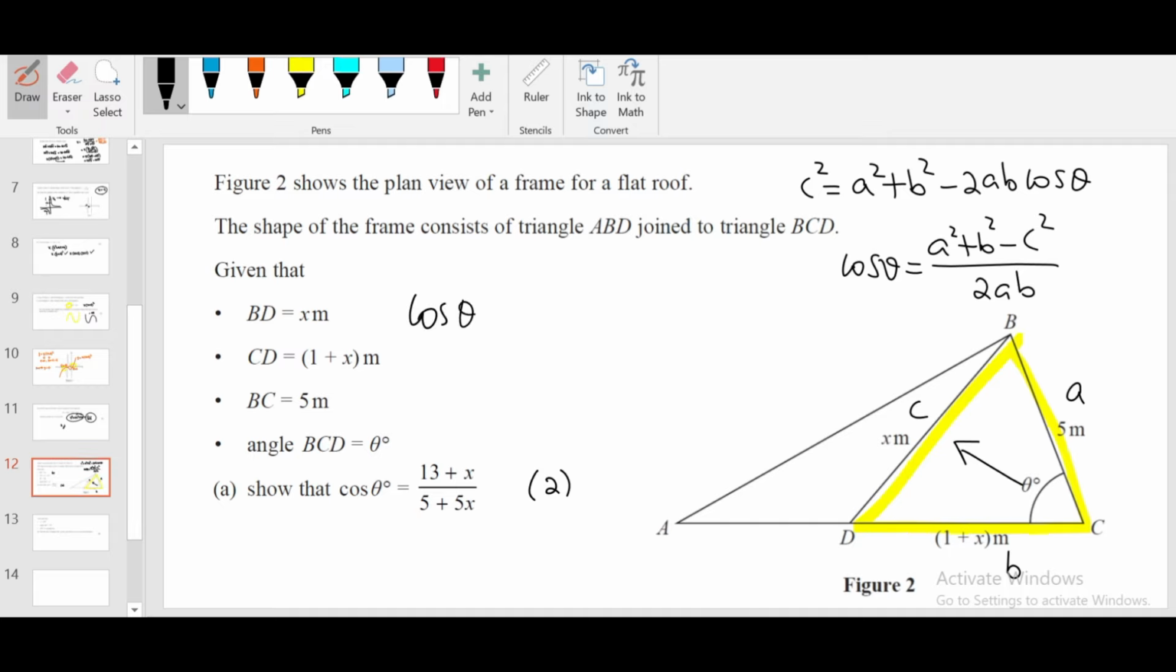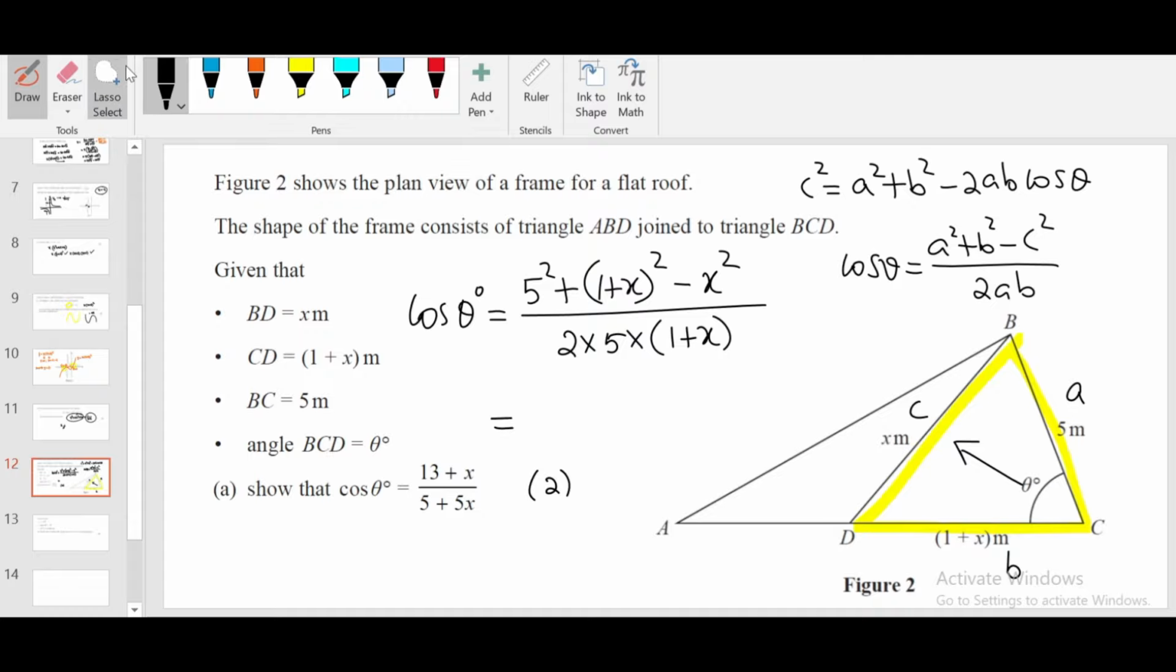Cos theta is equal to A square, which is 5 square, B square 1 plus x whole square minus C square divided by 2A times 1 plus x. Simplify, you will get the answer already.